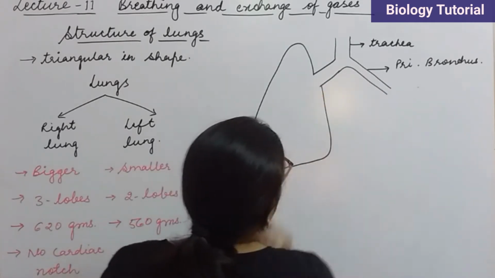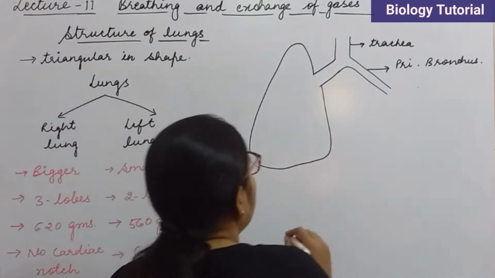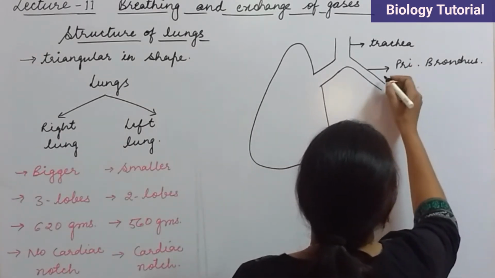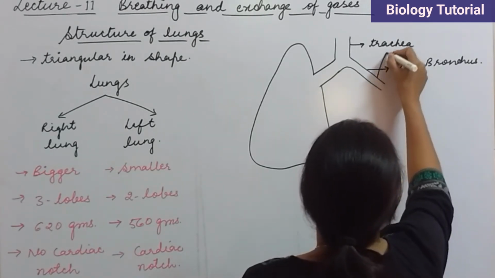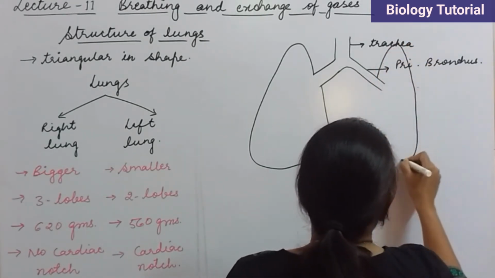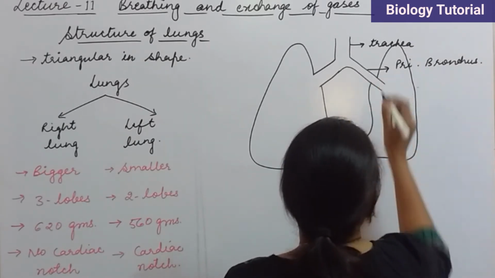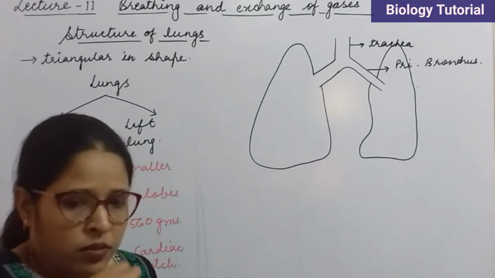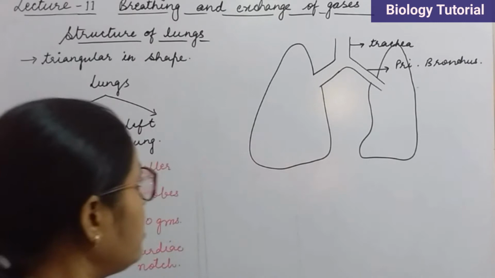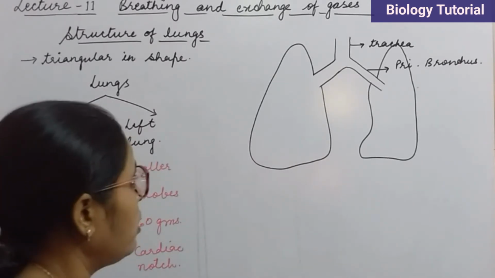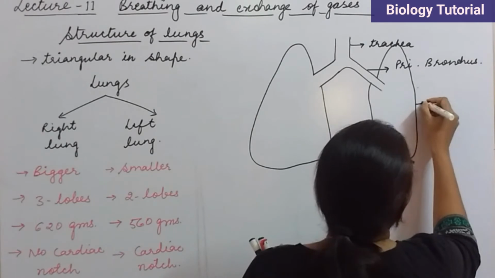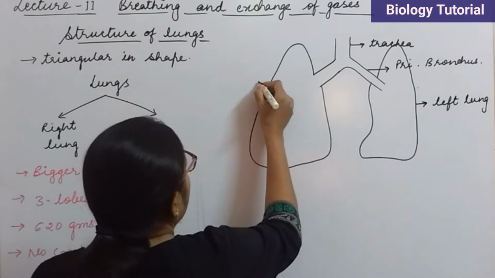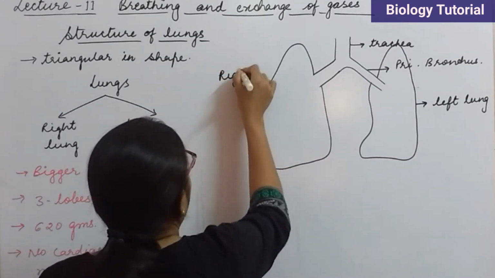So this is the right lung. It is bigger than the left one, and here is the left lung. Here I am drawing the left lung, and it has a cardiac notch. Clear? This is the lungs part. Here I am writing the names. So this is the left lung, and this one is the right lung.